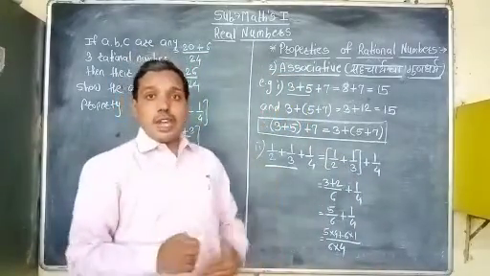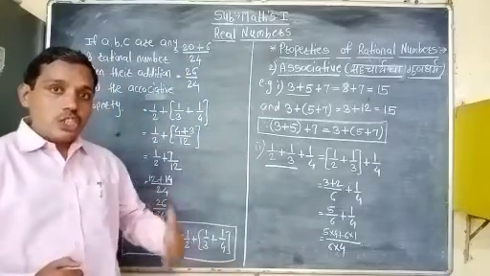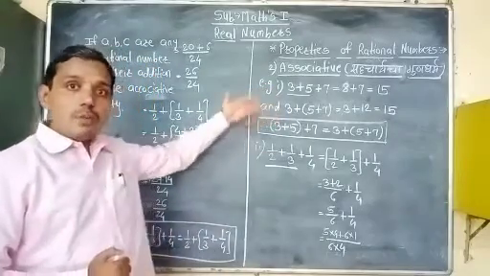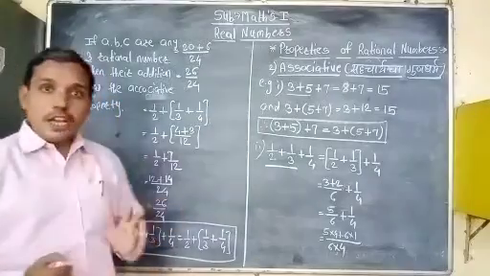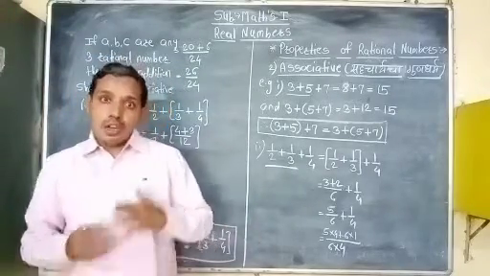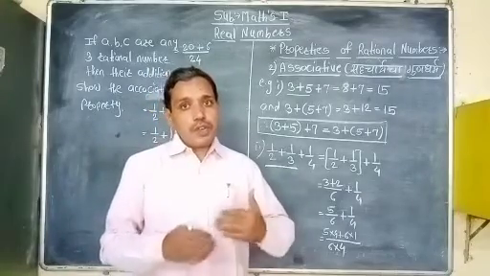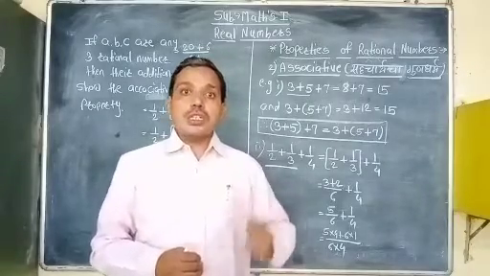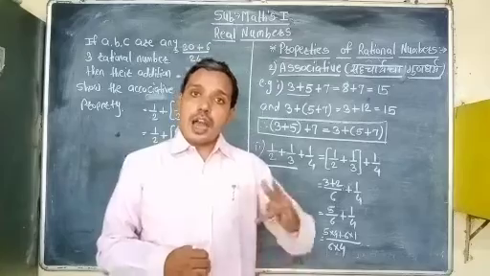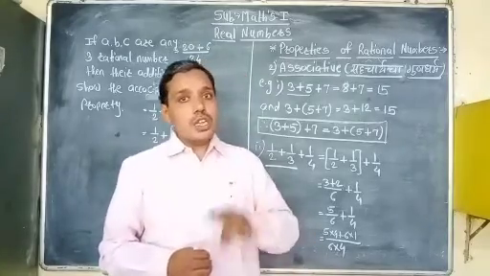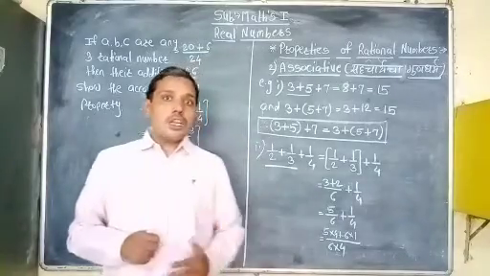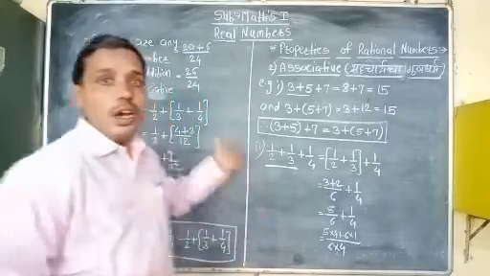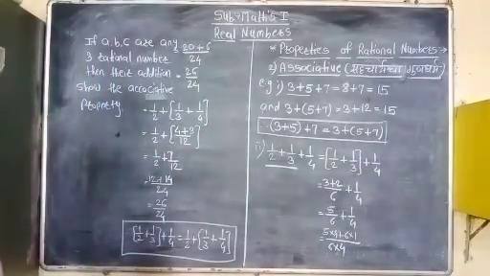In previous lessons, we discussed the commutative property for addition, and then we discussed the associative property in addition. That means in both cases, we saw that if we interchange the position of the rational numbers, the answer never changes, and that is why rational numbers hold both the commutative and associative properties for addition.